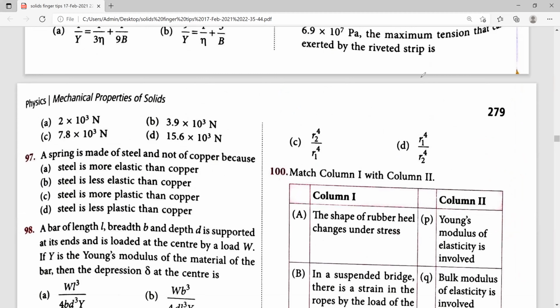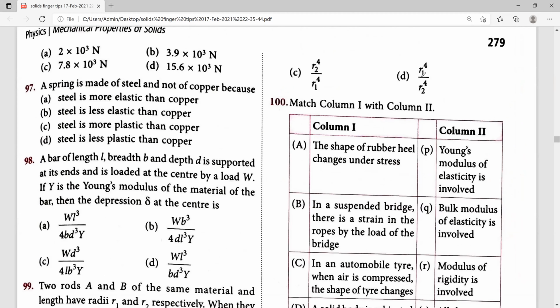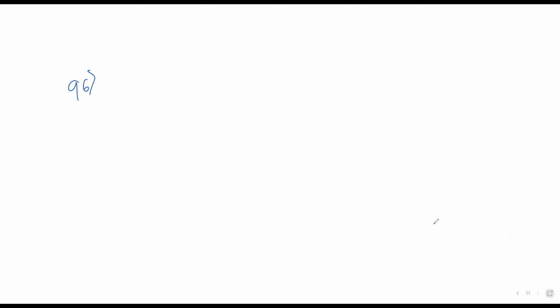So here four options they have given and we have to choose the right answer. So in 96th one, the radius of the retrieve, they have given 6/2 millimeter, so how much does it come to? 3 millimeter. What is that in meters? 3 into 10 to the power of -3 meter, we can write.